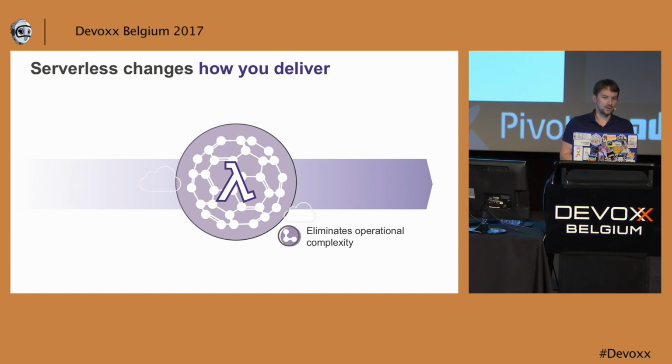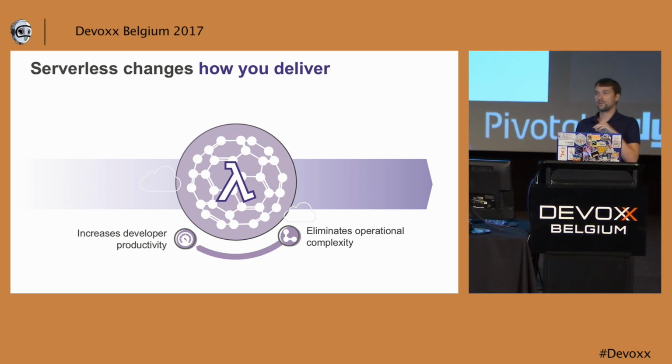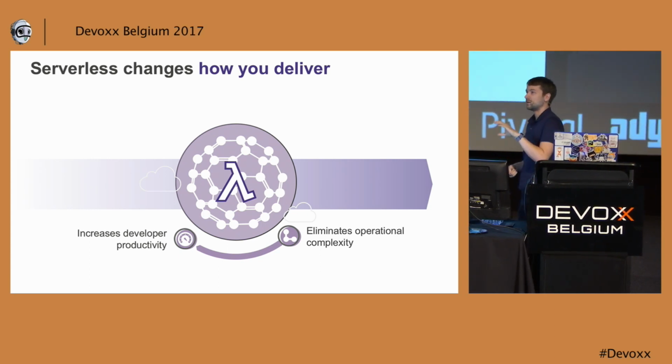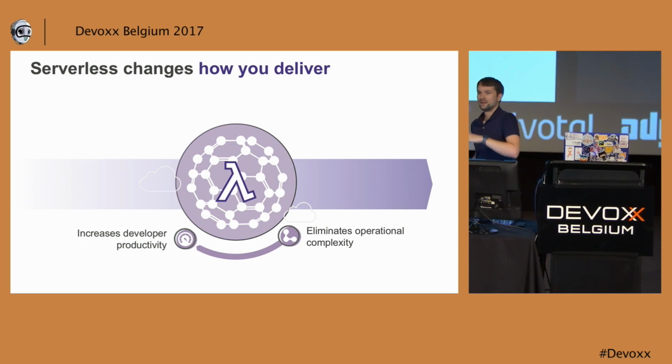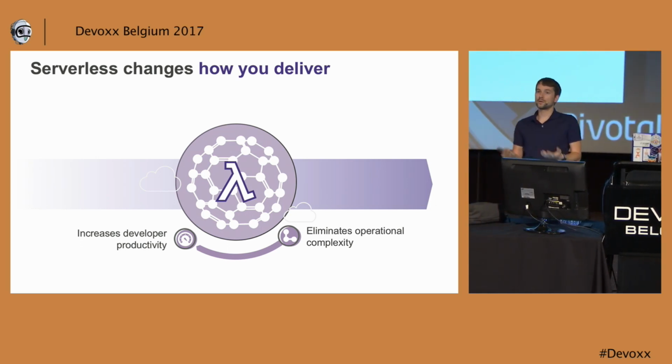So it changes how you deliver. It eliminates all of this operational complexity that you're used to dealing with. It increases your developer productivity because you're now focusing on a very small unit of execution, typically a couple hundred lines of code that's doing one thing. Like most microservices are actually composed of mini nanoservices. I'm not going to start the term nanoservices. Please don't start that term because we already have microservices. There's no reason to go to nanoservices.